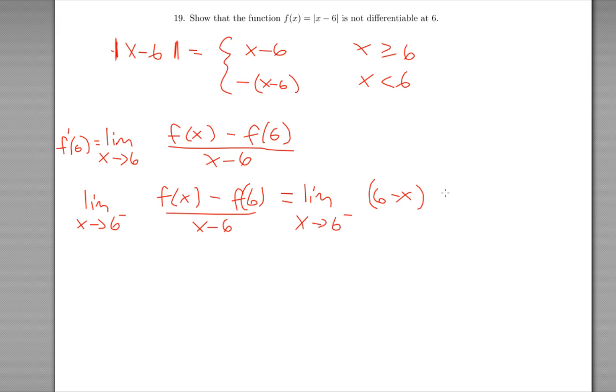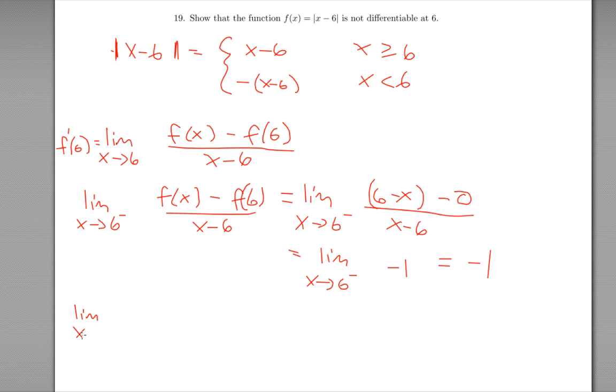right, when you actually distribute the negative there, minus the function at 6. When it's equal to 6, we should be using this version of the function, and when we plug 6 into this function, we get 0. So this is 6 minus x. Now this is the limit as x goes to 6 from the left, and this is negative 1, because when you move out a negative 1 and then cancel, the x minus 6 cancels with the 6 minus x, and you get negative 1. So the limit as x goes to 6 from the left of this function is negative 1.